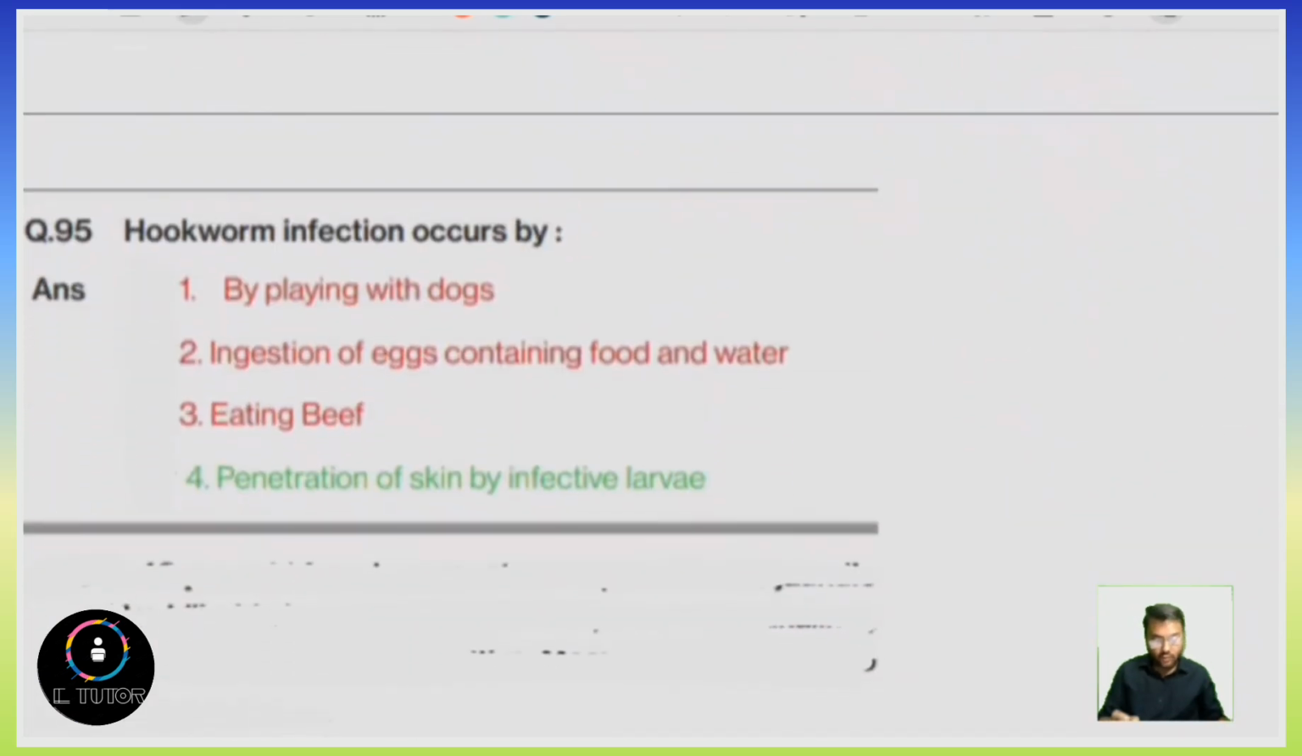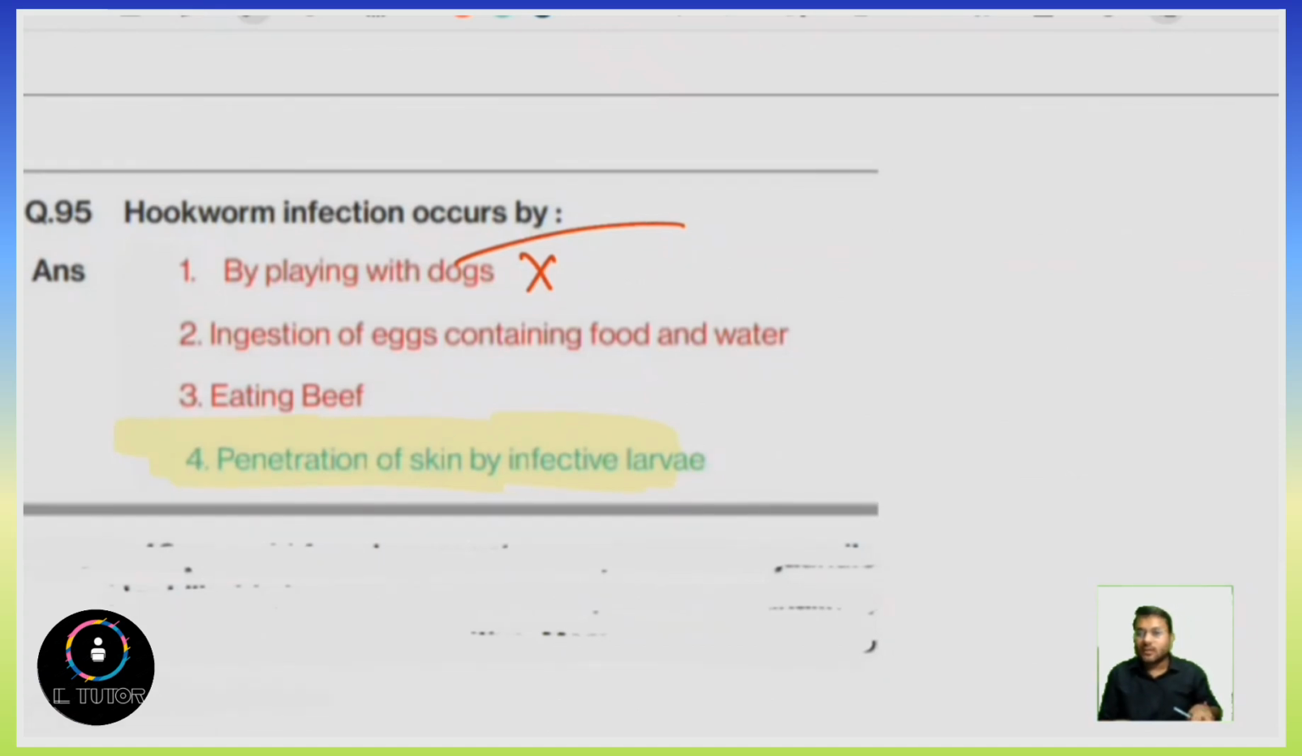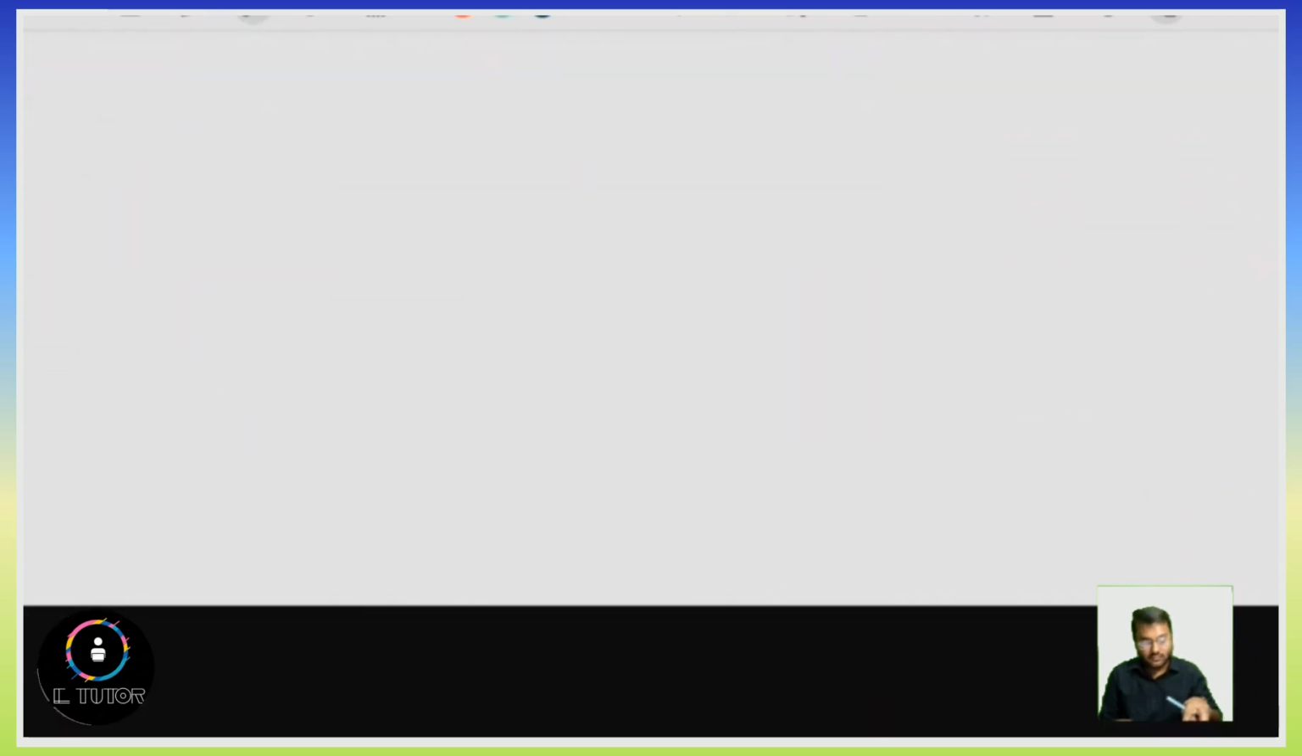Next question. Hookworm infection occurs by playing with dogs. No, this is not true. Playing with dogs can lead to Echinococcus granulosus infection. Dog tapeworm infection can also lead to the fungal infection known as ringworm. Ingestion of eggs. No, this is not true. Eating beef can lead to infection with Taenia saginata and Taenia solium. And penetration of skin by infective larva. Yes, this is the correct option. Hookworm infection generally is spread by penetration of skin by the infective larva. Answer will be option number 4.